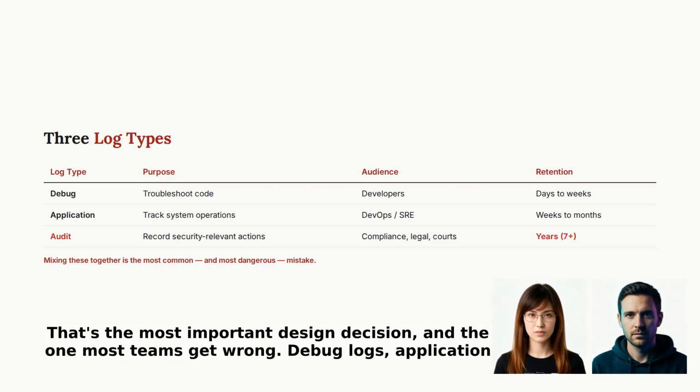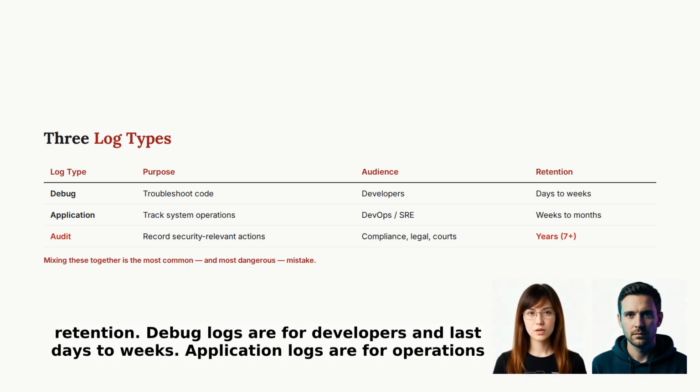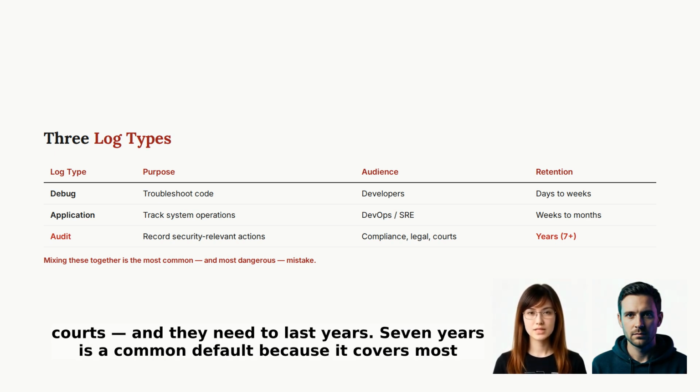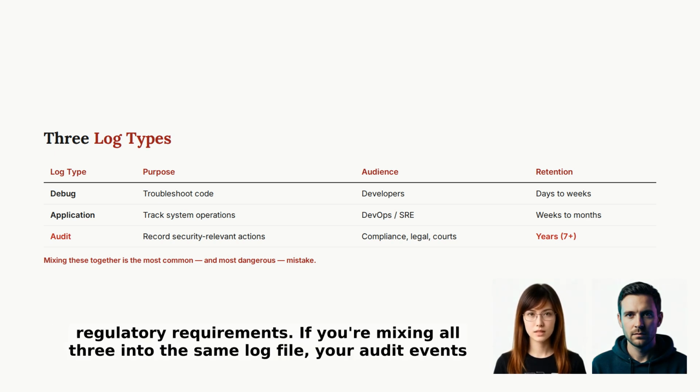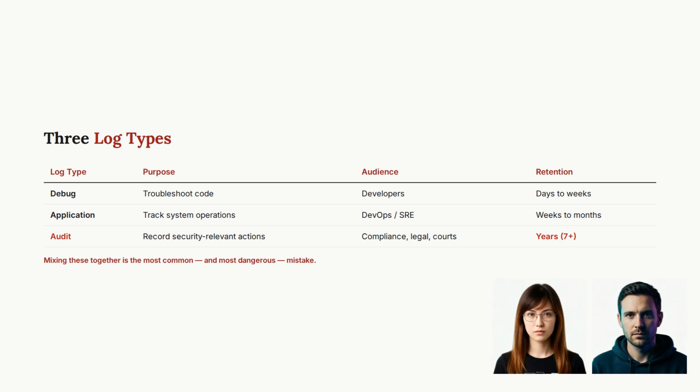That's the most important design decision, and the one most teams get wrong. Debug logs, application logs, and audit logs serve different purposes, have different audiences, and need different retention. Debug logs are for developers and last days to weeks. Application logs are for operations teams and last weeks to months. Audit logs are for compliance, legal, security, and potentially courts, and they need to last years. 7 years is a common default because it covers most regulatory requirements. If you're mixing all three into the same log file, your audit events get rotated out with your debug noise, and your evidence disappears.